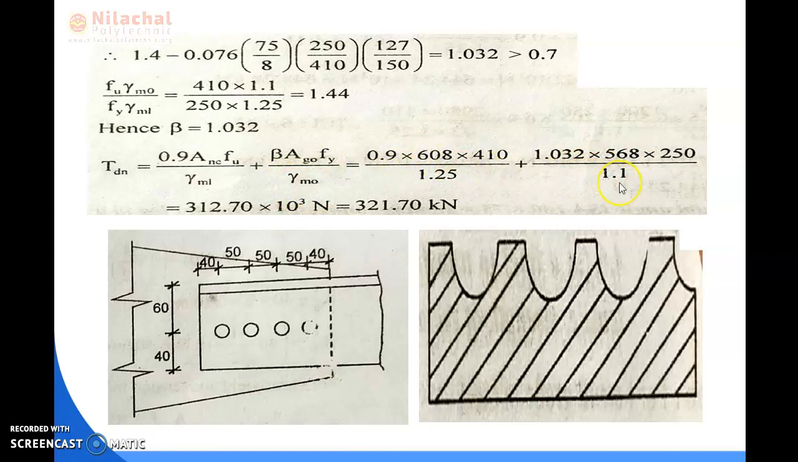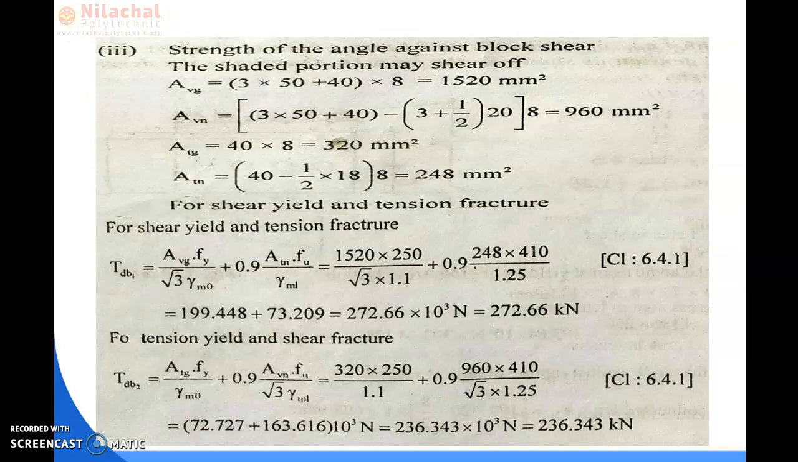So by calculating this we got the value of TDN as 321.70 kilonewton. Hence the strength of the unequal angle section in rupture is equal to 321.70 kilonewton. So now comes to the calculation of strength of block shear of the angle section.